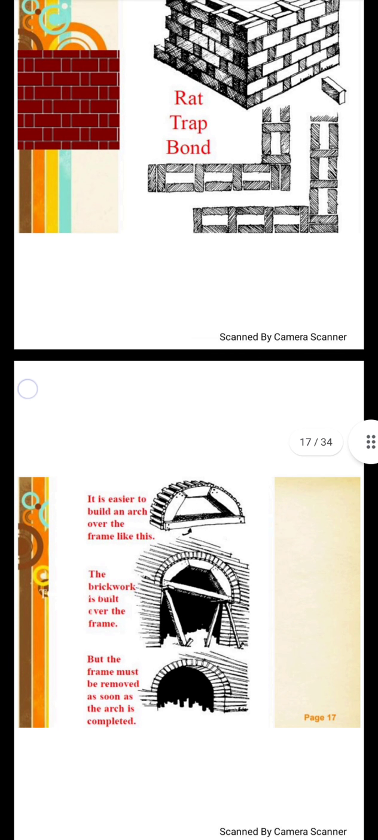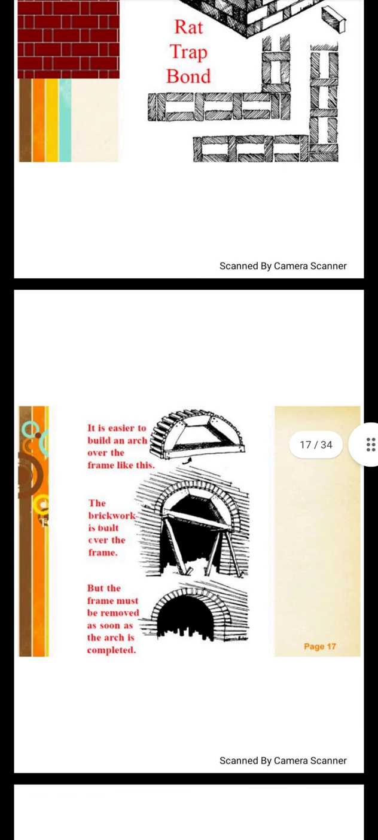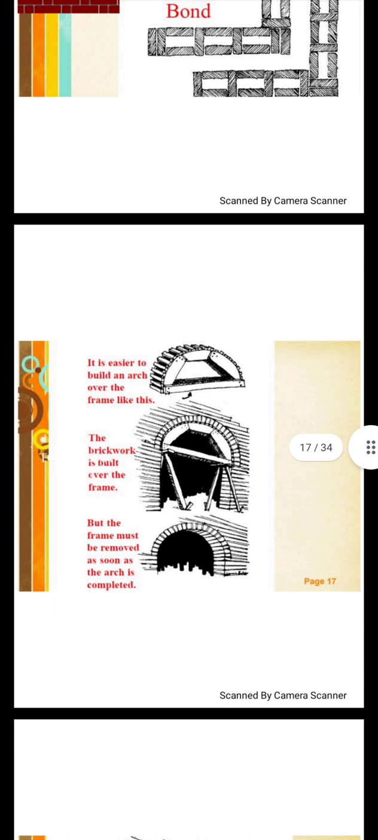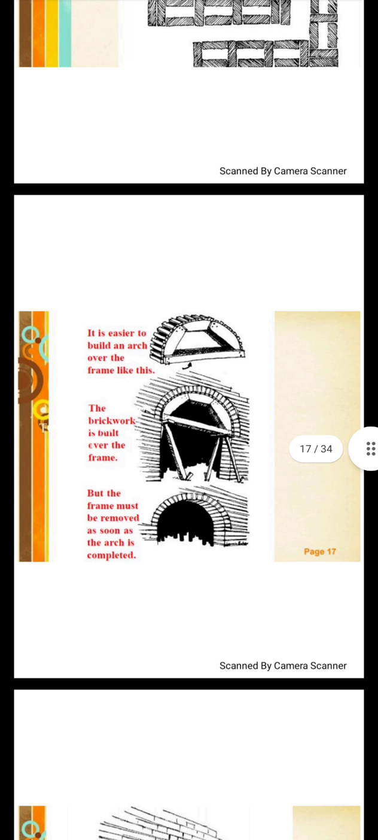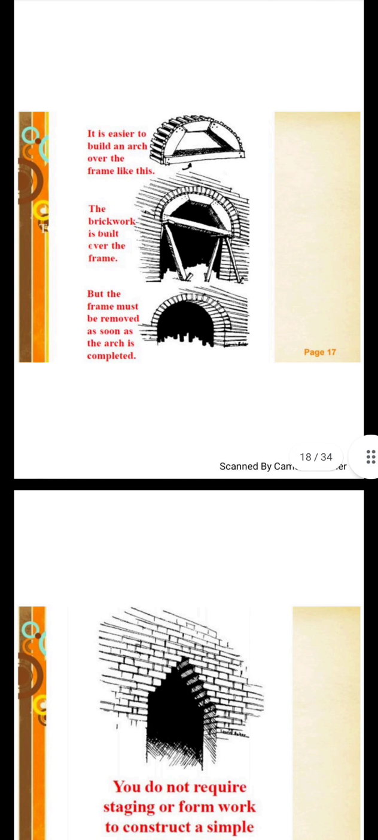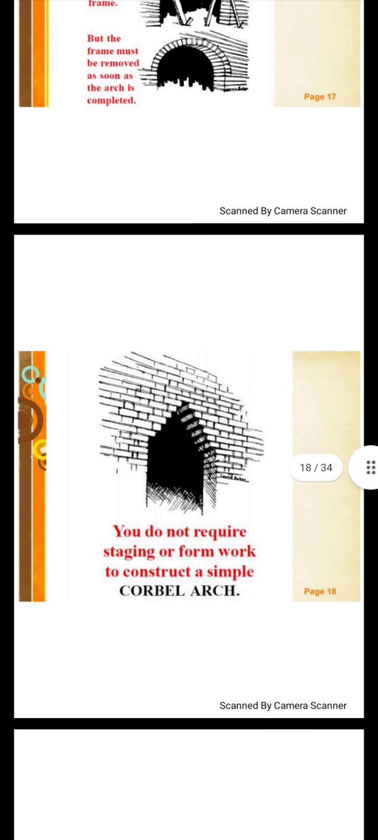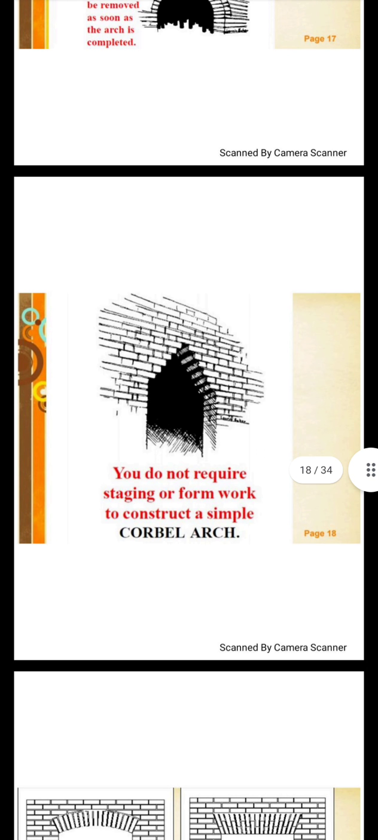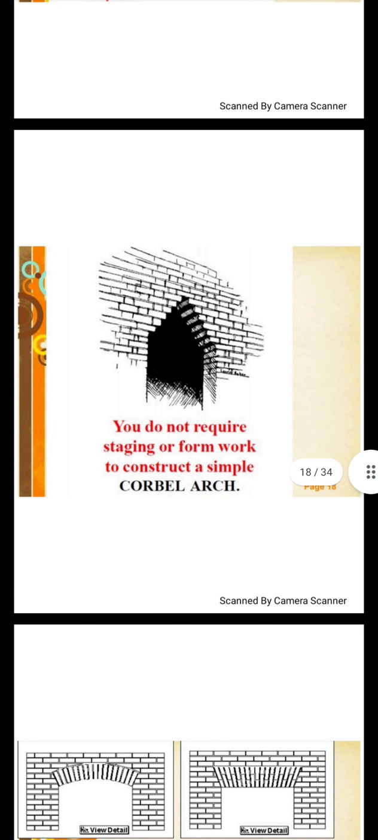Okay, now the arc. It is easier to build an arc over a frame like this. The brickwork is built over the frame, but the frame must be removed as soon as the arc is completed. Now you do not require stacking or formwork to construct a simple corbel arc.